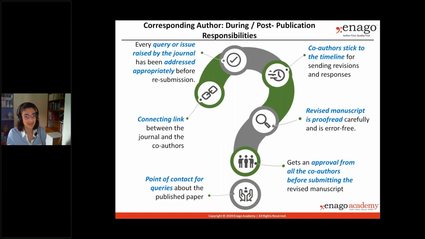deadlines to be respected. The corresponding author is the one who will ensure that the revised manuscript has been proofread carefully and is error-free, and will seek the feedback from all the different authors, will ensure that he or she obtains approval from all the other authors before submitting the manuscript, and from there on will be the point of contact for any further queries.